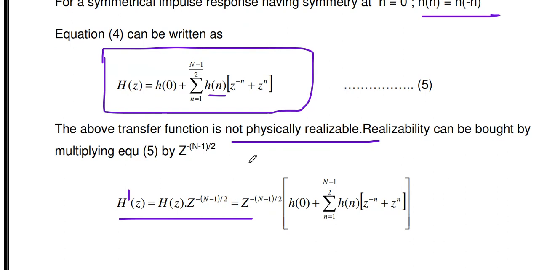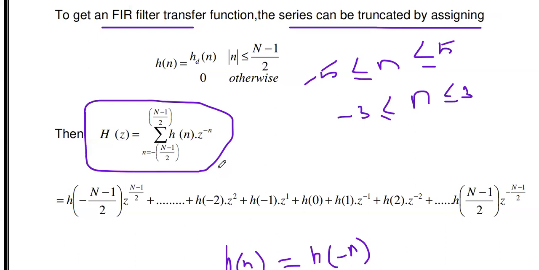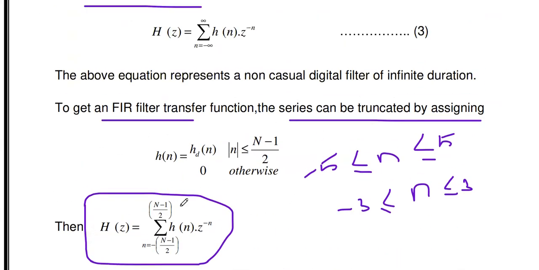Similar to this, the second method is the windowing technique. In the windowing technique also, we use the same method. The only difference is that instead of just truncating hd of n, in the second step we multiply some windowing function with hd of n in order to get the finite impulse response. After discussing the problems of the Fourier series method, we will discuss the different windowing techniques.